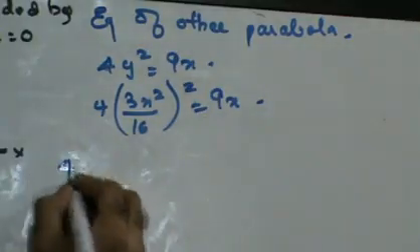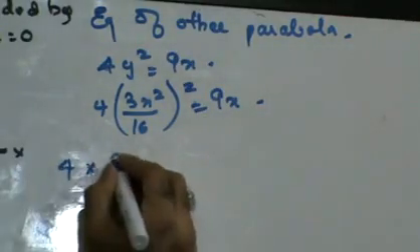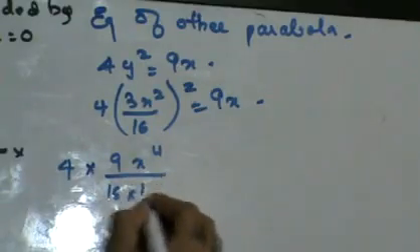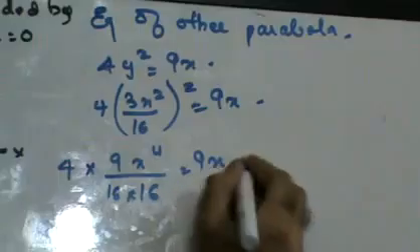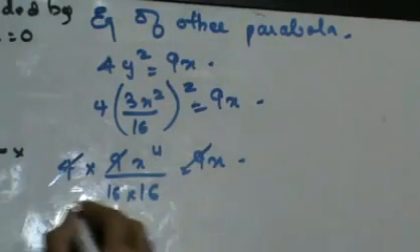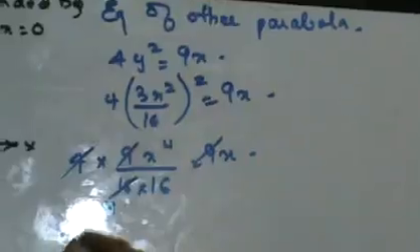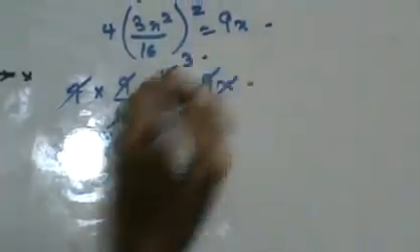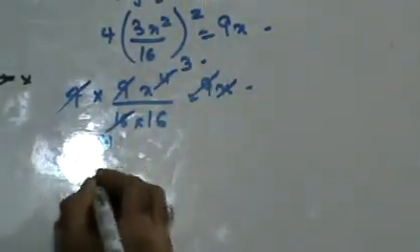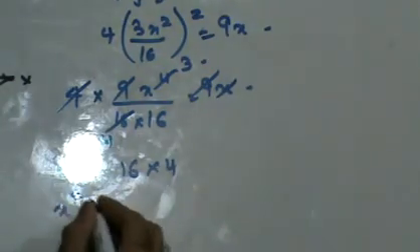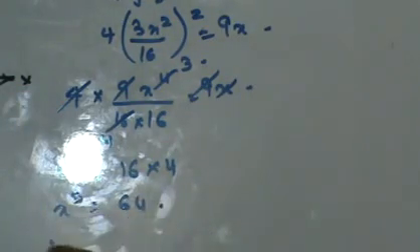So in which case I will get 9x raised to 4 over 16 into 16 is 9x. 9 and 9 get cancelled. 4 1s are, 4 4s are. So in which case you will get x, and this gets cancelled, cube. So you will get x cube is 16 into 4. X cube is 64. X is equal to 4.